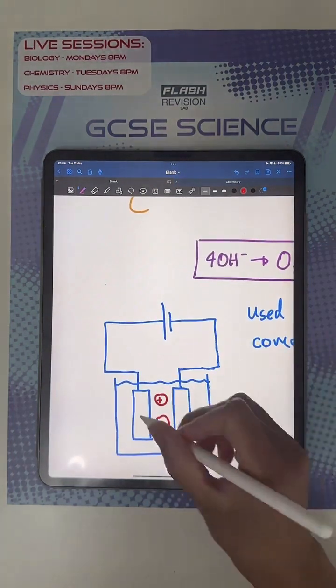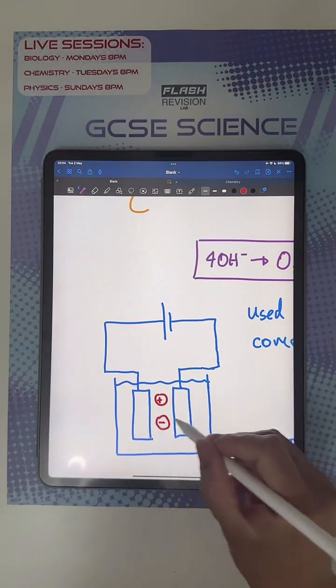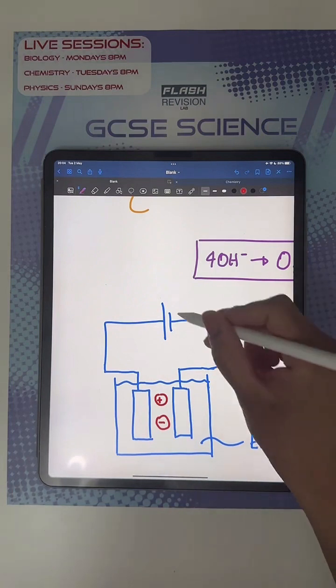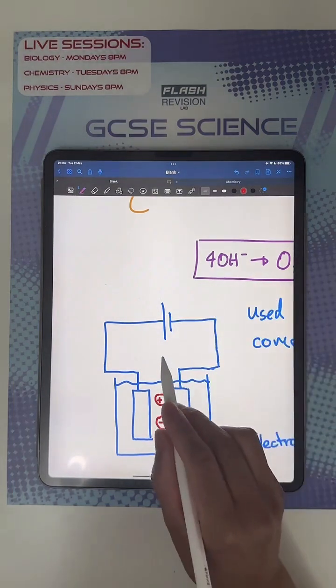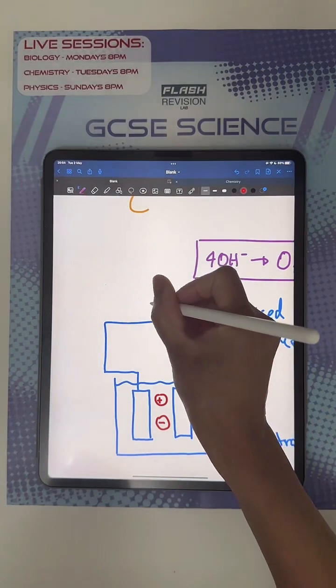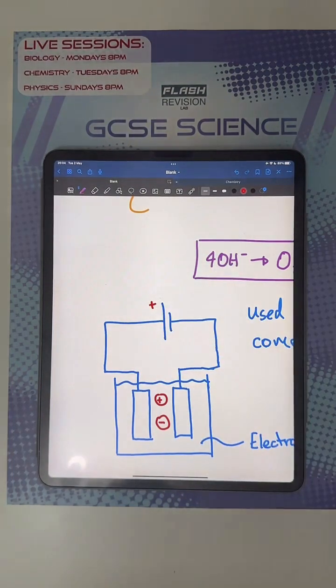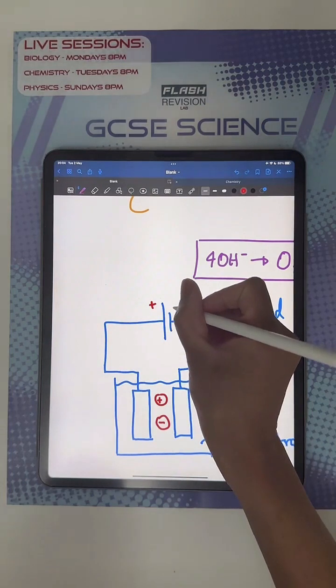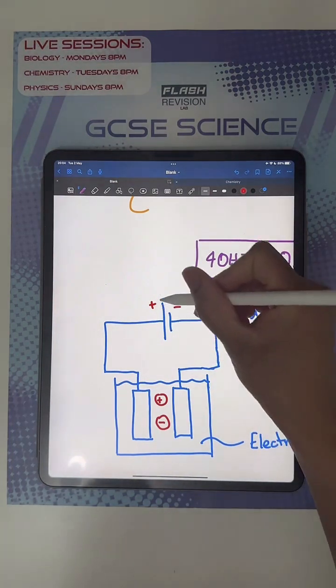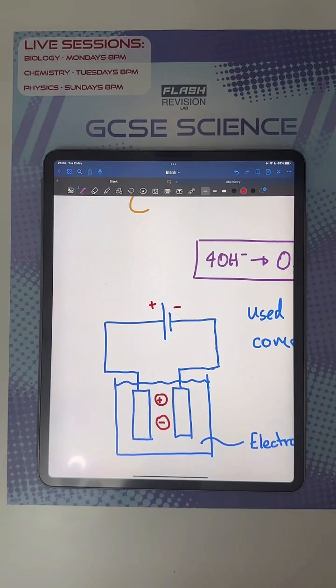Usually they'll give you the charges on each, but if you're just given a diagram like this and asked to figure it out, look at the battery. On the battery or the cell, the longer line is always the positive one and the shorter line is always the negative one. If you look at a battery, you always have a positive side and a negative side.